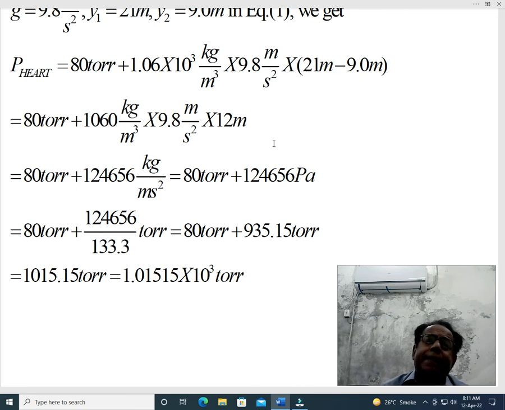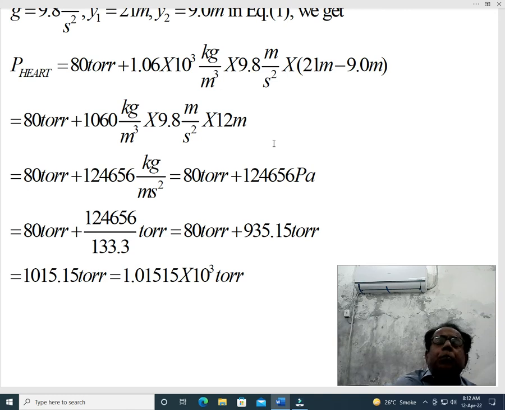In the next step, we have not disturbed 80 torr. 80 torr is exactly the same, but plus, what we have done, we have multiplied 1060 with 9.8 and then with 12, and all these three figures after multiplication become 124656.